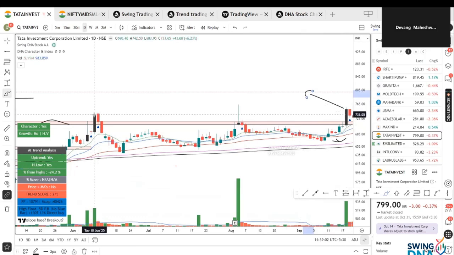Now look up here how it happened. It did a breakout up here also, but it gave fully back. Momentum did not continue. It was just 1 day, 2 day off, and then it fully went back.